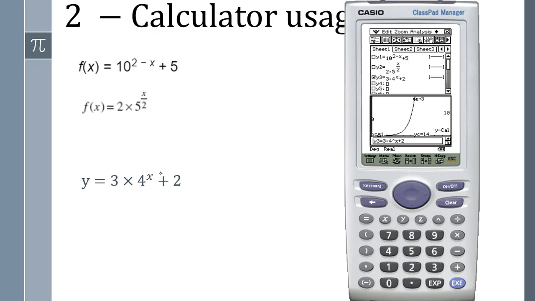Okay, so when you're doing these, when you're graphing exponential functions and that kind of thing, have a go at checking your own answers using your calculator. It's really good practice.